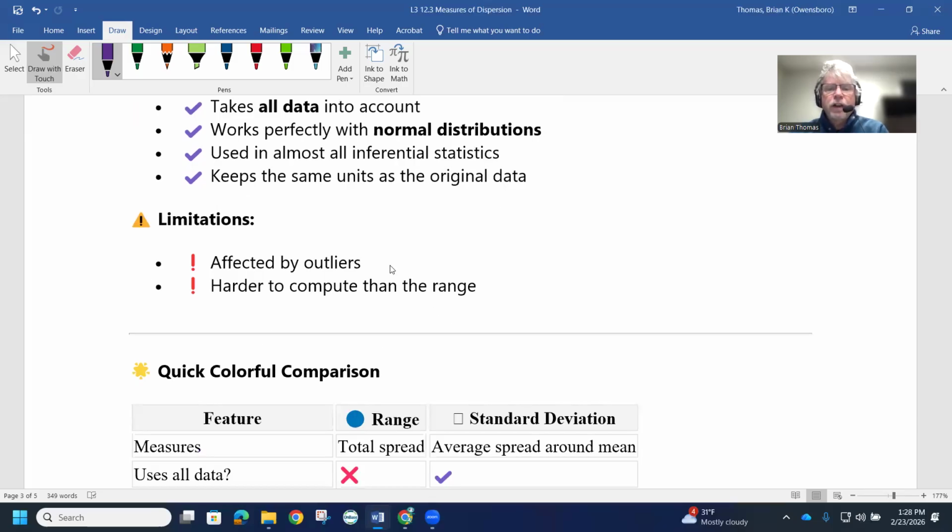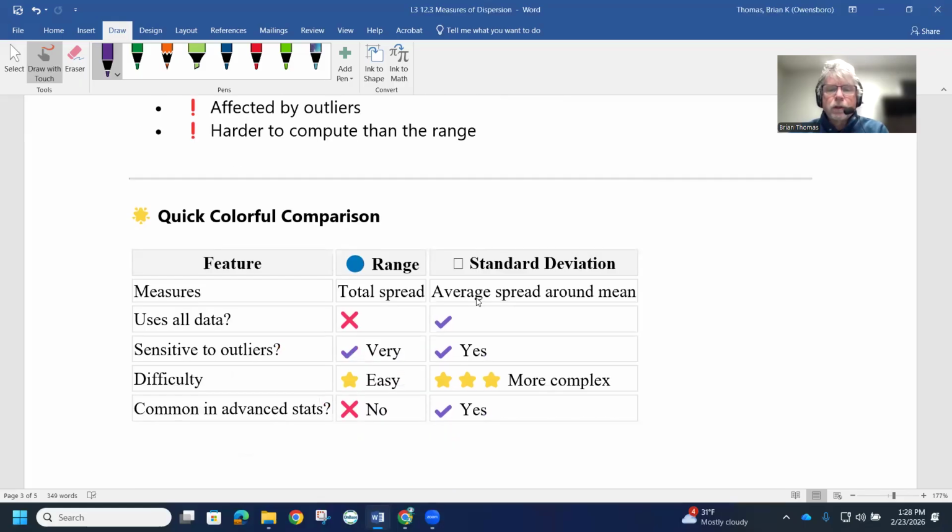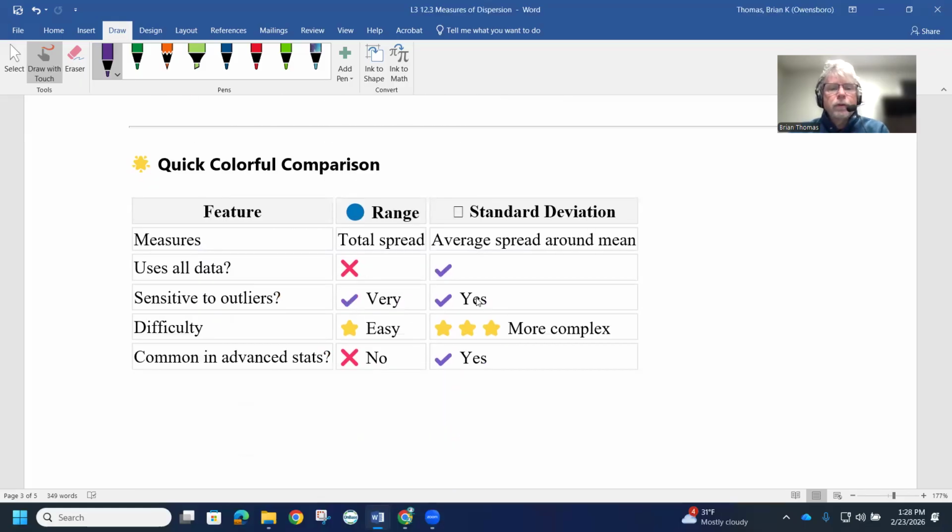Again, it is also affected by the outlier because the mean is affected by the outlier. It's also hard to compute, unlike the range. So, some pros and cons of the range and the standard deviation, you can kind of pause the video and look at that.